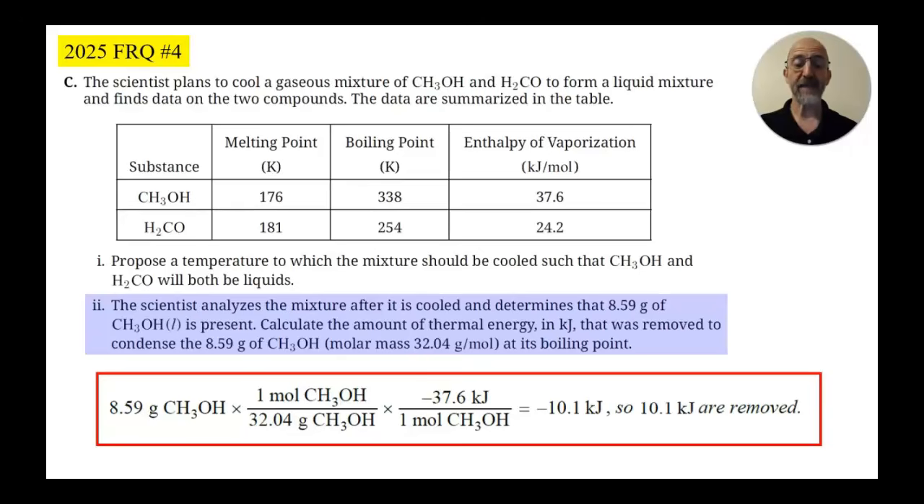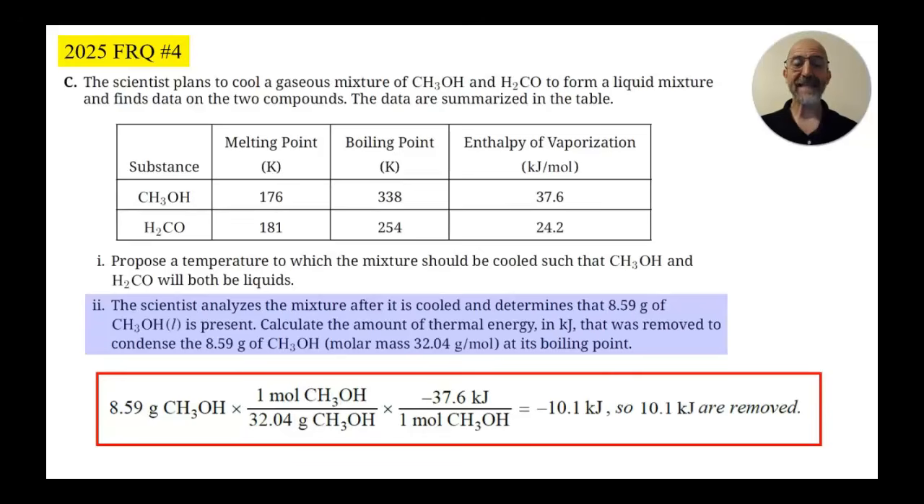And most likely the AP readers, if they saw negative 10.1 kilojoules, then they would ignore that sign. This wasn't about the sign. It was about the magnitude of heat that was released during the condensation. If it was a delta H, I would have to pay more close attention to my final answer being positive or negative, but this is a Q, or amount of heat, that involves a magnitude.